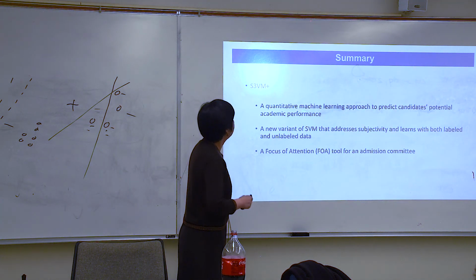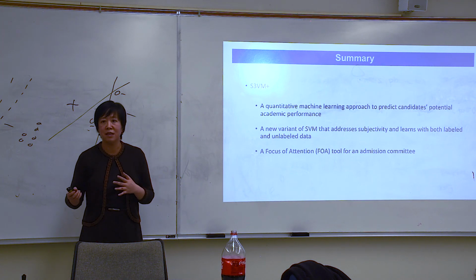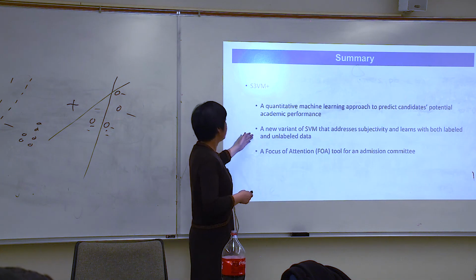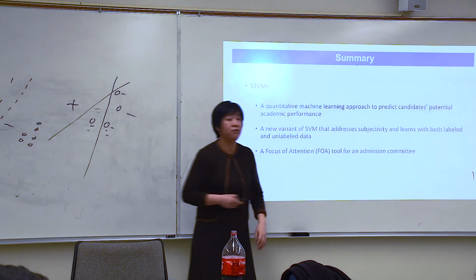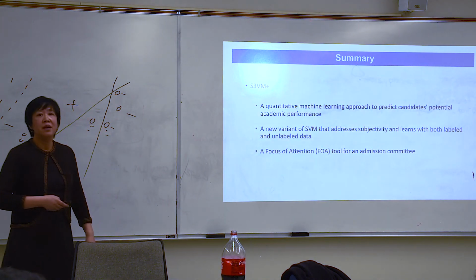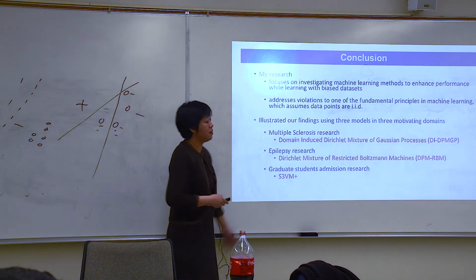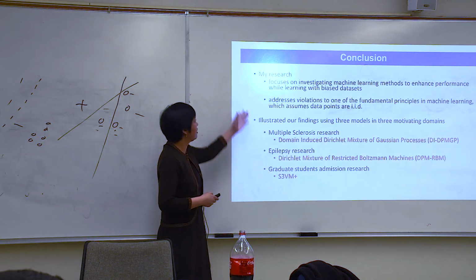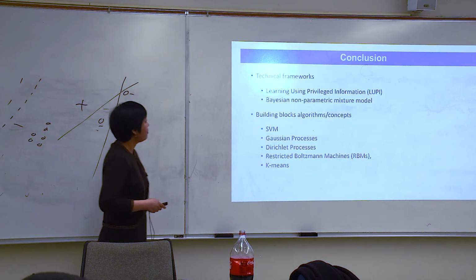So this is a quantitative approach we took to try to predict the academic success of the students. And it's a new variant of SVM. The goal is to serve as a focus of attention for the admission officers, okay? Because of the time, I'm going to skip this. This is just a summary of those three models, of what my research is about, investigating the bias and the subjectivity in the data.